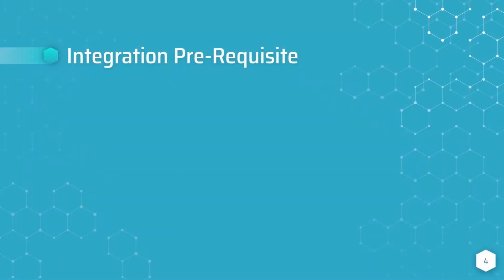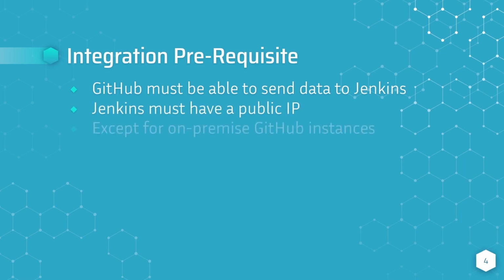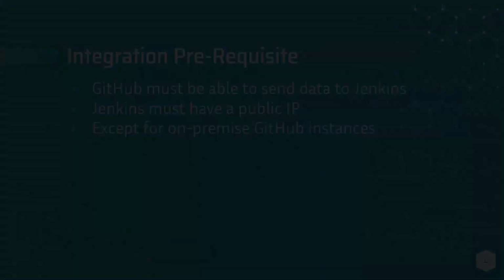There is one key prerequisite that I would like to point out for this integration. In order for the integration to work as described, GitHub must be able to send data to Jenkins. And since I'm using a github.com account, that means that the Jenkins instance must have a public IP. The only exception to this is if you're working on a Jenkins instance that's inside of your corporate network and you have an on-premise GitHub instance also inside of your corporate network. Now that we've covered those details, let's get started with the integration.